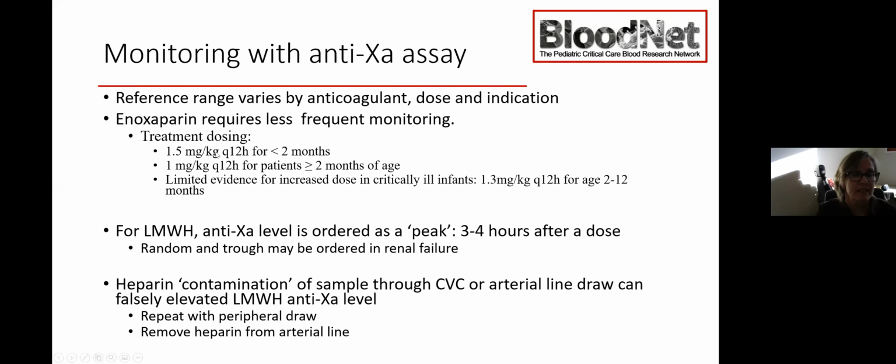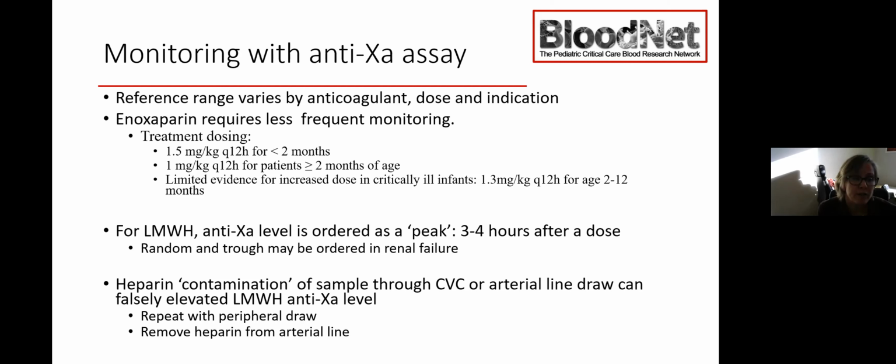So monitoring with an anti-10A assay, the goal therapy really ranges based on which anticoagulant you're using, the dose and frequency, as well as the indication. Enoxaparin requires less frequent monitoring. For treatment dosing, it's typically 1.5 mg per kg BID for patients less than 2 months, 1 mg per kilo BID for patients over 2 months of age. And there's some limited evidence that critically ill infants on vasopressor support may need increased dosing, about 1.3 mg per kg Q12 in that 2 to 12 month age range.